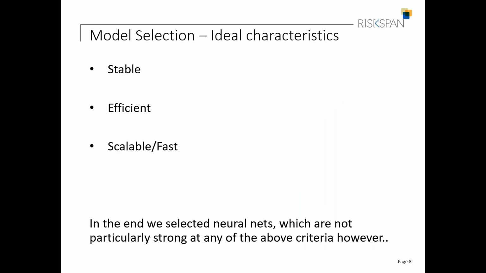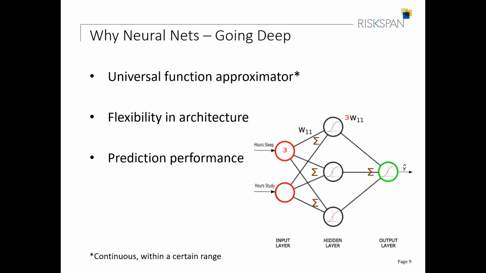When selecting a model, it's very important that the model is stable, that it is efficient with the data that we feed it, once again due to the limited amount of data we have, and that it scales well to large amounts of data and can run quickly. In the end, we actually selected neural nets, which are not the best at any of these. However, they have very good characteristics.